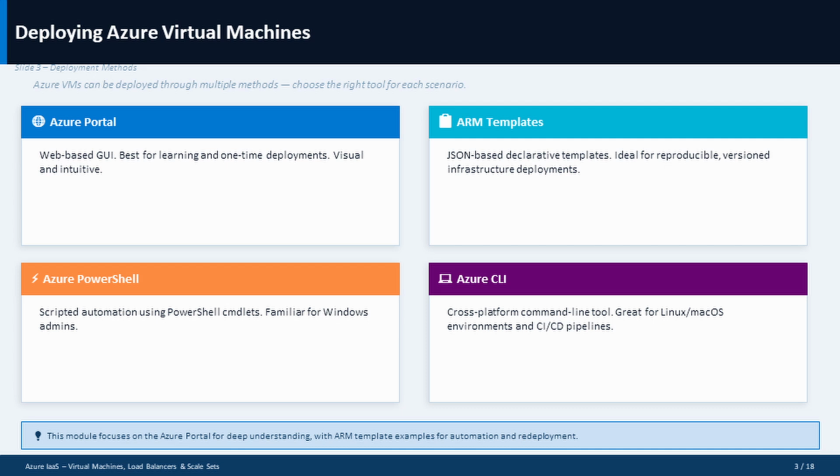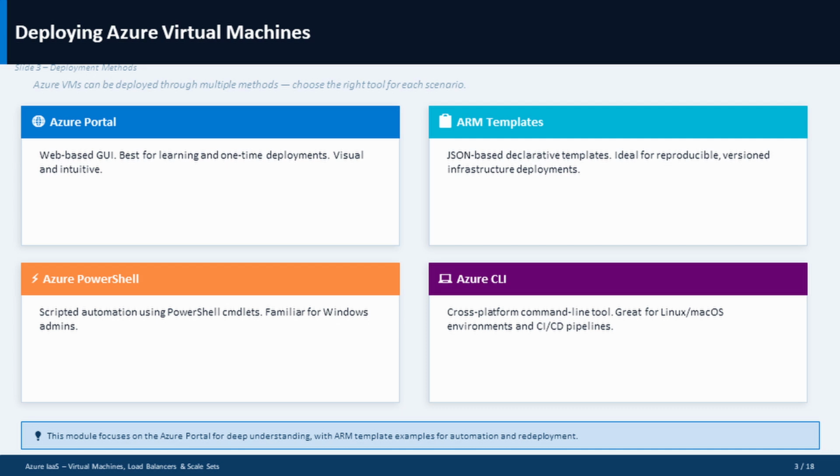ARM templates, or Azure Resource Manager templates, are JSON-based declarative files that describe your infrastructure. They're ideal for repeatable, version-controlled deployments, especially when you want to ensure consistency across environments. Azure PowerShell provides scripted automation through PowerShell commands. If you're a Windows administrator already familiar with PowerShell, this will feel very natural.